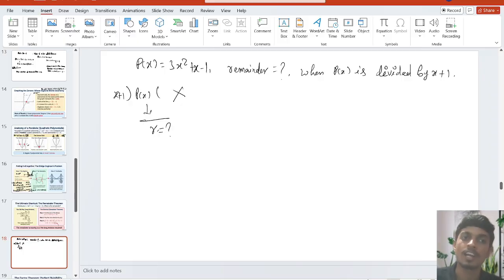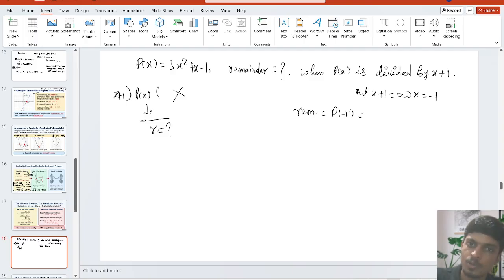We follow the shortcut. That is, if divided by x plus 1, we put x plus 1 equal to 0 and we get x equal to minus 1. Then we find the value of p at x equal to minus 1. So this is the remainder we can obtain. Now p(minus 1) is the remainder. This remainder is equal to what? Putting just x equal to minus 1 in the expression: 3 into minus 1 whole square plus minus 1 minus 1. This is 3 minus 2. You will get 1. So the remainder is 1.